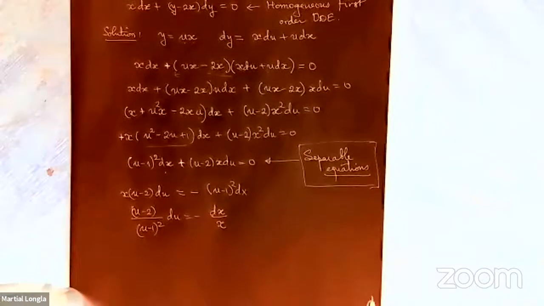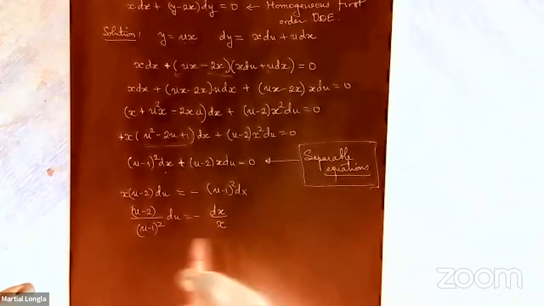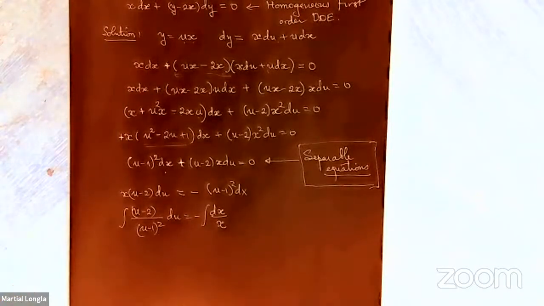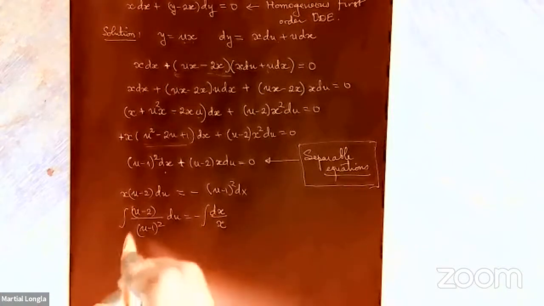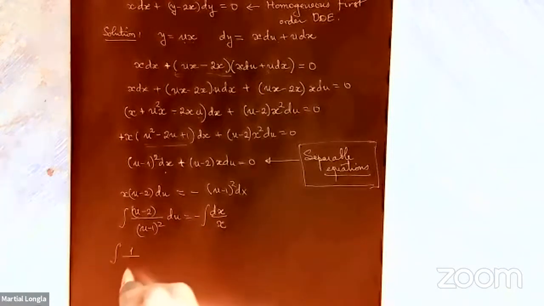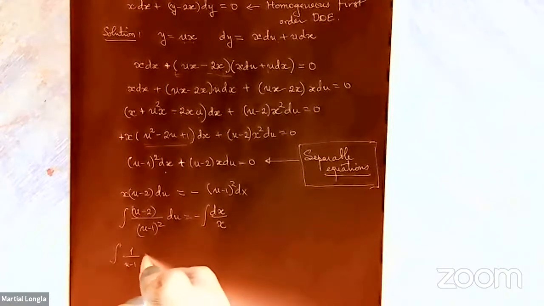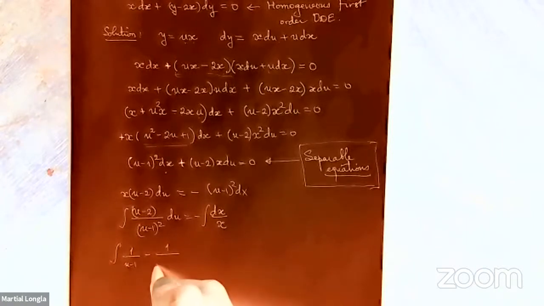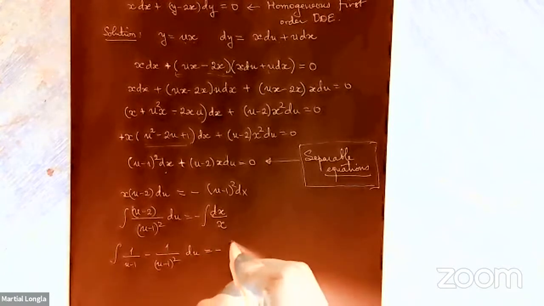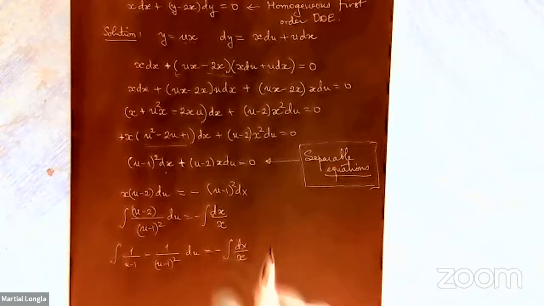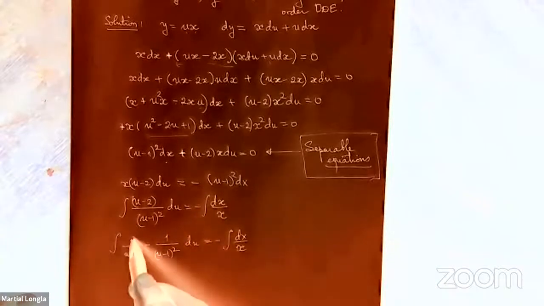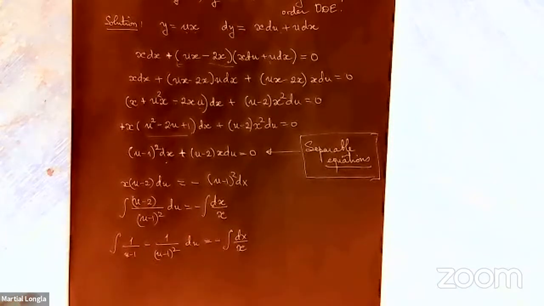And after separating the variables, you need to integrate on both sides. So you bring the integral on both sides, and then you integrate this one. These are partial fractions. So that's integral of 1 over u minus 1 minus 1 over u minus 1 squared du equals negative integral of dx over x. Why is that? Because this is u minus 1, they cancel. You get 1 over u minus 1 minus 1 over u minus 1 squared.